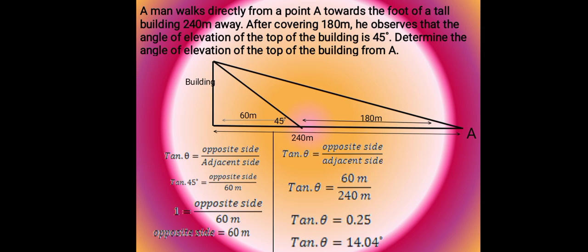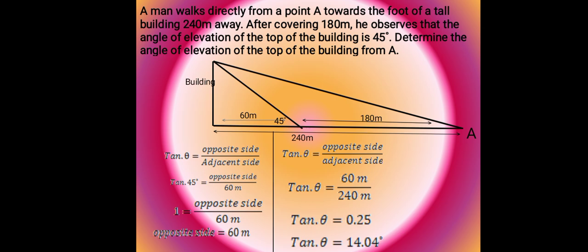A man walks directly from a point A toward the foot of a tall building 240 meters away. After covering a distance of 180 meters, he observed the angle of elevation of the top of the building is 45 degrees. Determine the angle of elevation of the top of the building from A.